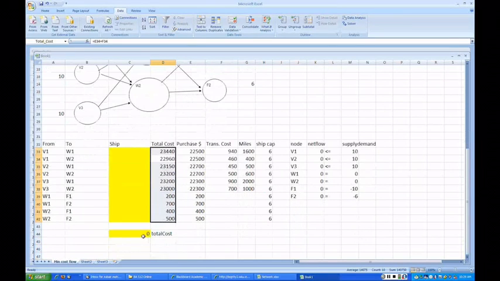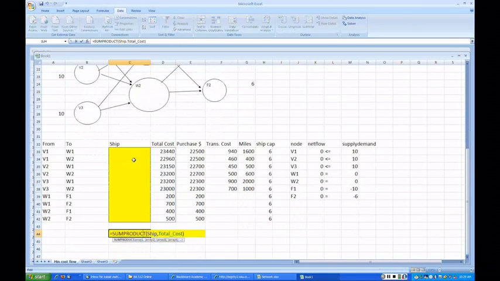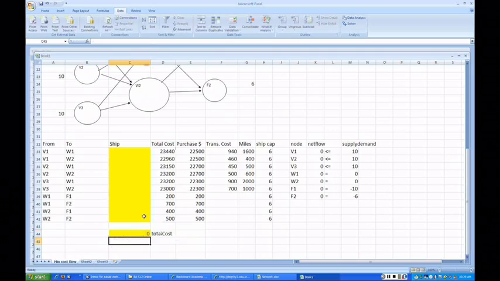And of course the total cost here is a sumproduct of how many units you ship from V1 to W1 times the total cost on that particular route. So that is the total cost of shipping. We want to minimize the total cost in such a way that these relationships are maintained. Now we have to get the relationship in terms of the net flow.